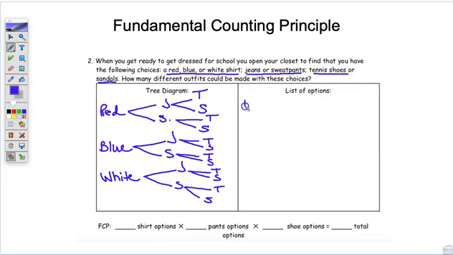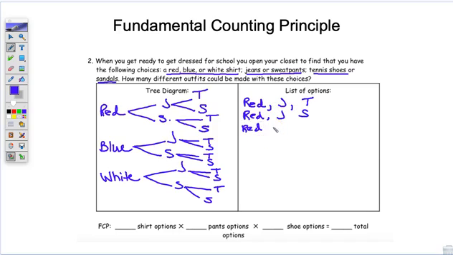So if I'm going to go ahead and list these, let's say I have my red t-shirt. I have the choice of wearing jeans and tennis shoes with that. But if I want the red t-shirt, I could also choose to wear jeans and maybe sandals.